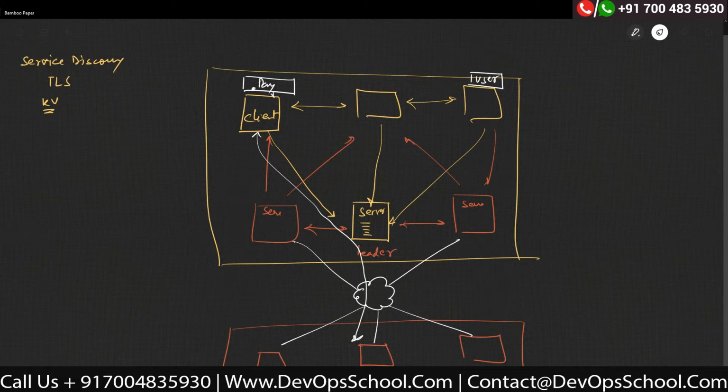So whenever the payment application wants to talk to the user application, it has to go through the client, which is a proxy. And the client will identify where to redirect this request by talking to the server, getting the information about where the user application is running, and then finally directing the traffic via this proxy to the user, right? And then similarly, the user will return back the communication.